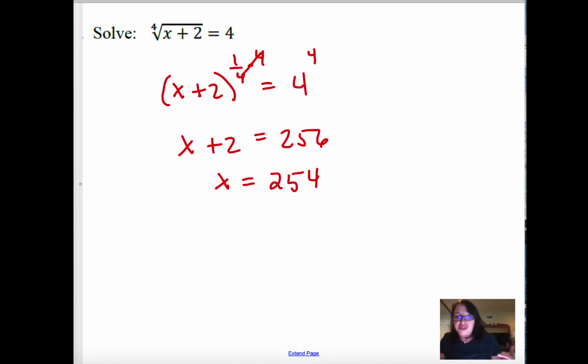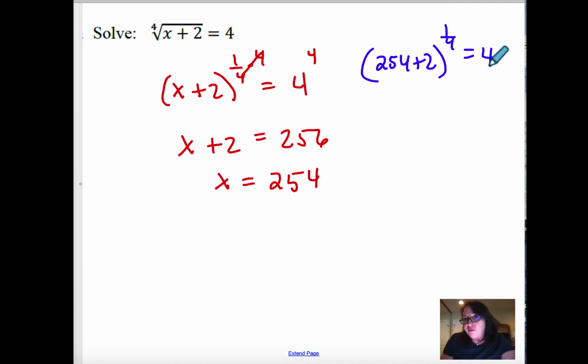But unfortunately, they're not going to all work, because we're going to know when you don't check your work. So plug this back in. Realistically, we have 254 plus 2 to the 1/4 power. Does that equal 4? So 254 plus 2 is 256 to the 1/4 power.